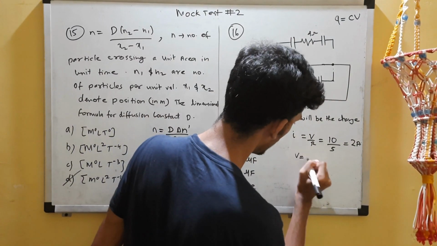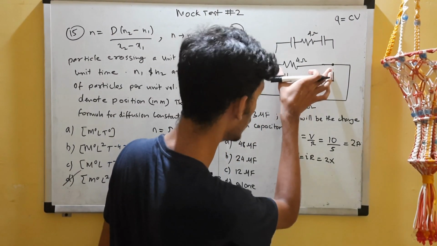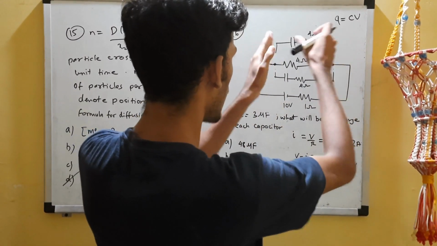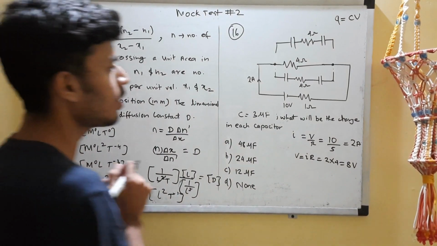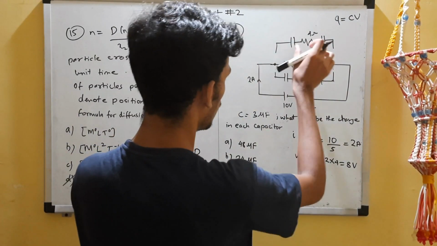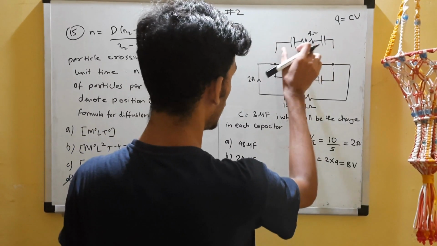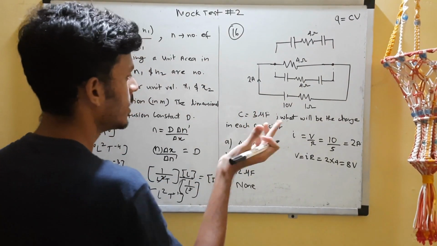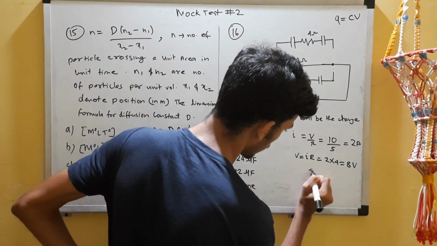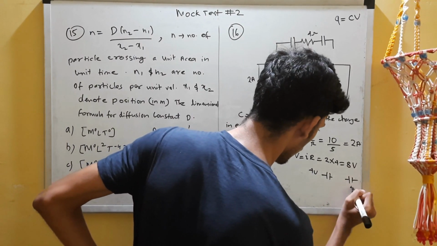V will be basically I into R. I is 2 amperes and the resistance over here is 4 ohms. 2 4s are 8, so 8 volts. I have to divide this 8 volts among 2 capacitors. Current is not flowing, so this resistor is good for nothing, and there is no voltage drop across it. The potential will split equally, so each capacitor will get 4 volts.